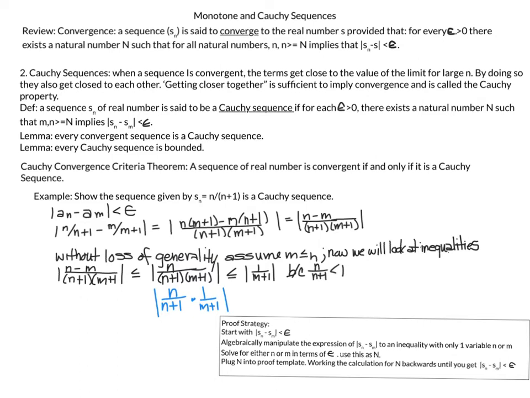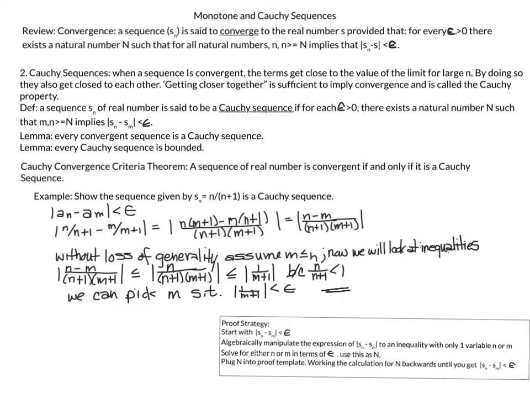So now we can solve for n, or in this case m, in terms of epsilon. And now I can set this expression, all of this inequality, equal to this, which is an minus am is less than epsilon. And now I can solve for m in terms of epsilon and use this as my capital N.